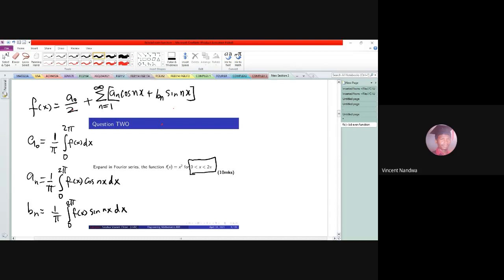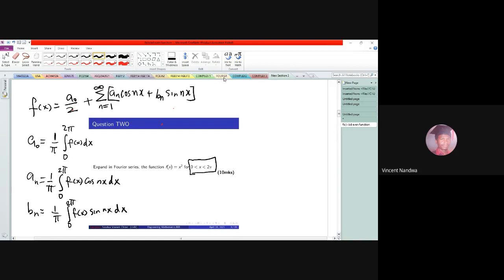But you should not just say that because f of x is generally an even function, you conclude that you expand only in cosine. That will give you a wrong answer. So be careful. You only conclude that the function is even or odd depending on the function itself and also the limits where the function is defined.